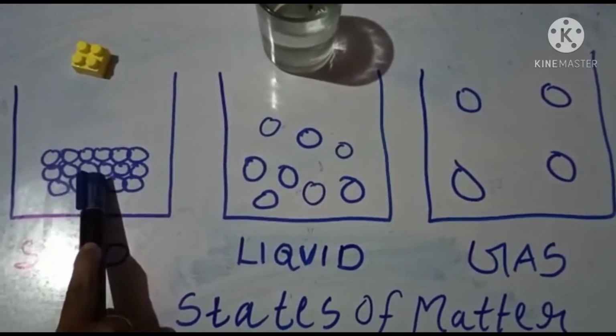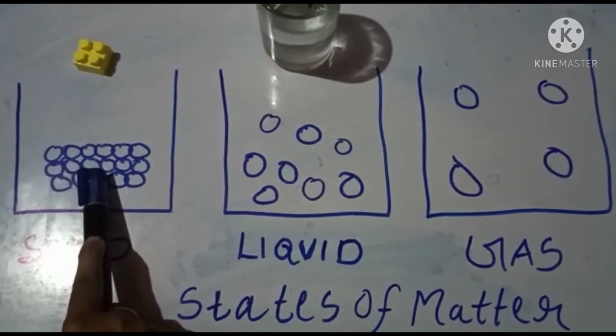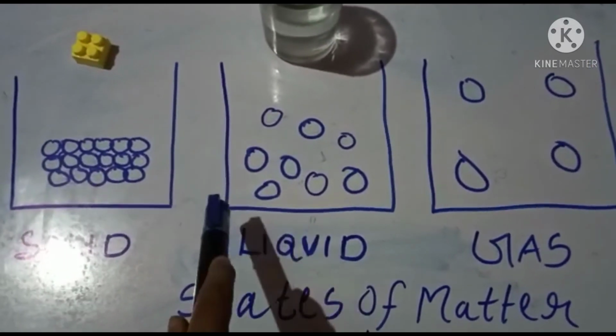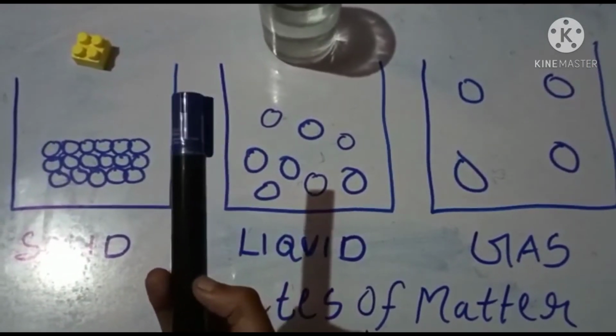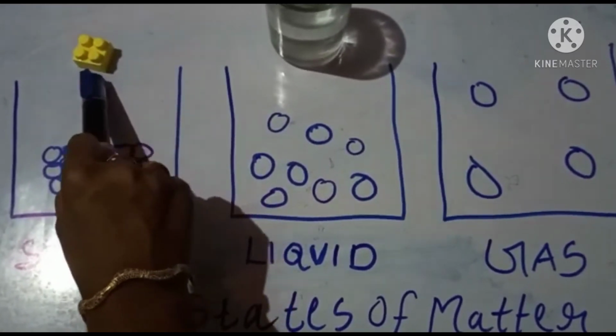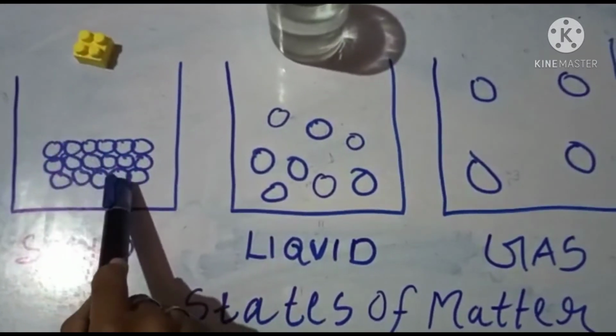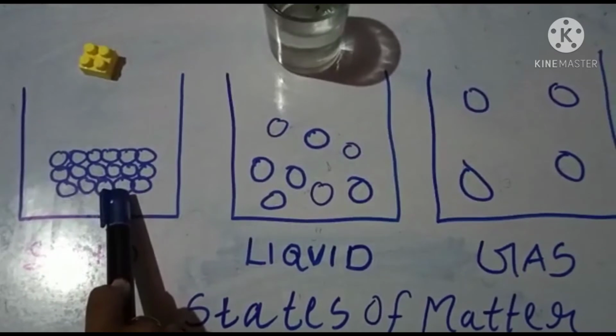Solids have definite shape and volume. This board, this pen and this building block, everything are examples for solids.